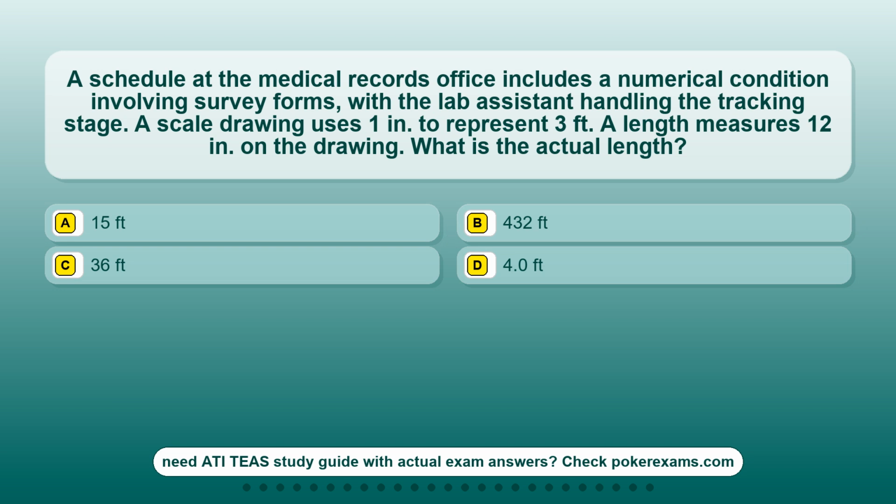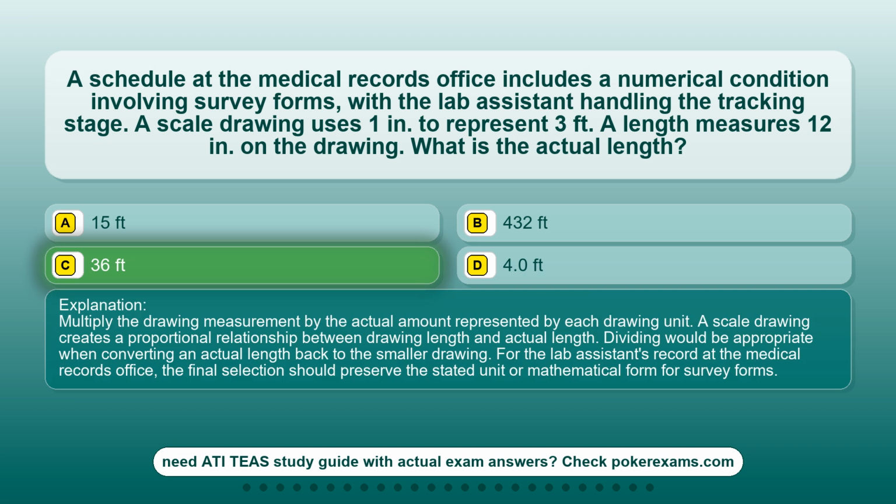A schedule at the medical records office includes a numerical condition involving survey forms, with the lab assistant handling the tracking stage. A scale drawing uses 1 inch to represent 3 feet. A length measures 12 inches. On the drawing, what is the actual length? Option A, 15 feet. Option B, 432 feet. Option C, 36 feet. Option D, 4.0 feet. The correct answer is option C, 36 feet.